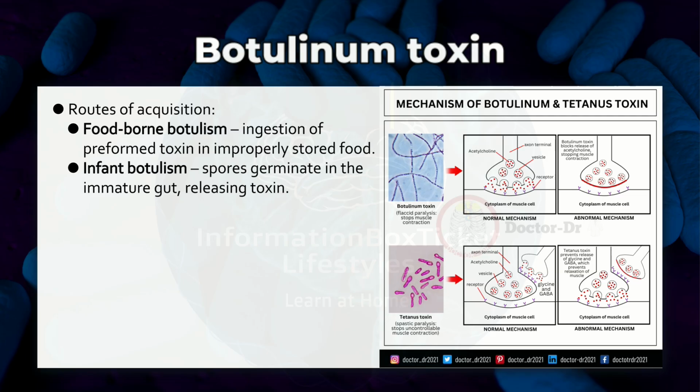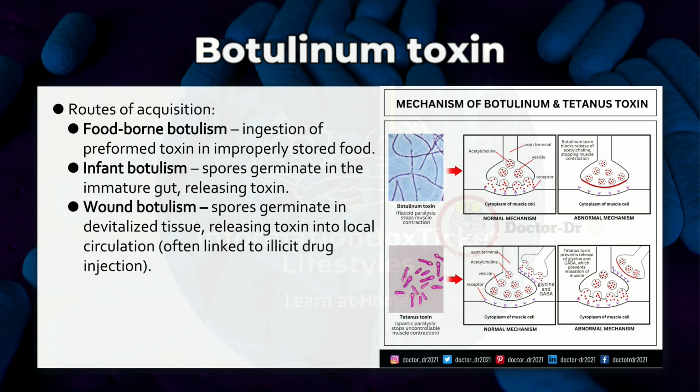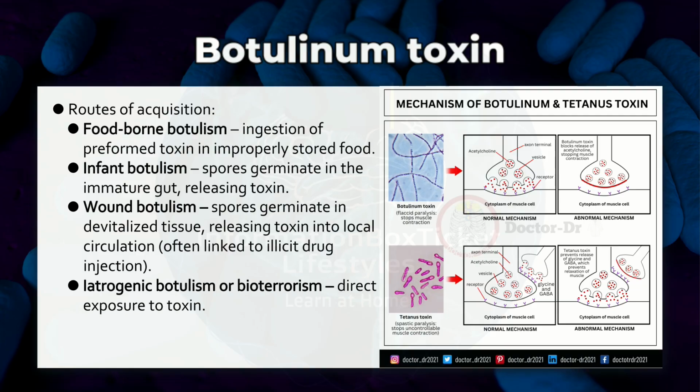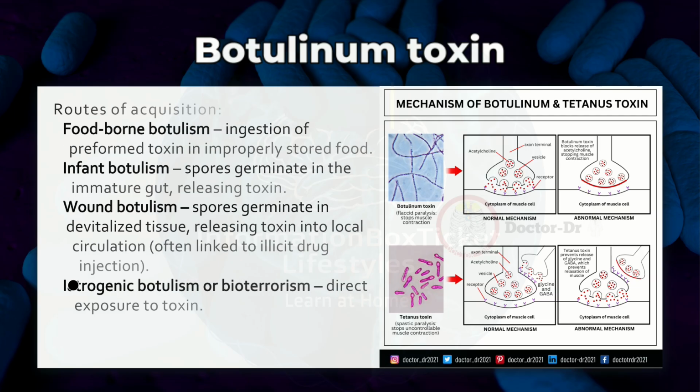Infant botulism: spores germinate in the immature gut, releasing toxin. Wound botulism: spores germinate in devitalized tissue, releasing toxin into local circulation, often linked to illicit drug injection. Iatrogenic botulism or bioterrorism: direct exposure to toxin.